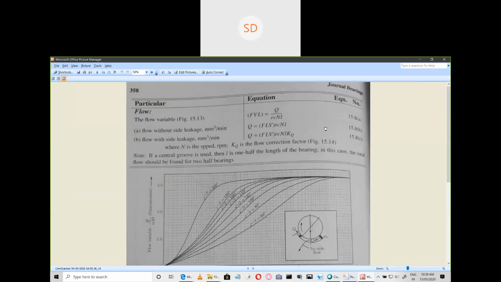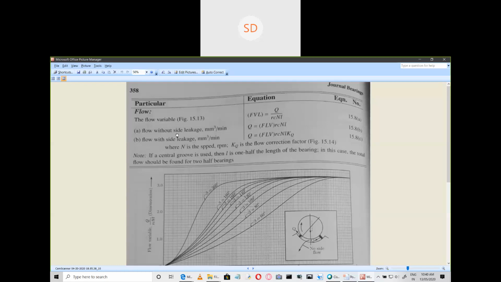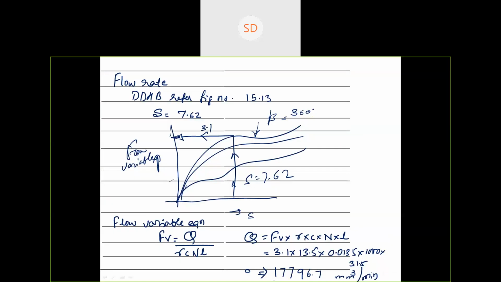15.8b. Right, it is 15.8b. Now what we calculated is the flow rate without side leakage. Suppose the oil is leaking on both sides of the journal, then you refer to equation number 15.8c. So now what we calculated here, we have calculated assuming without side leakage.